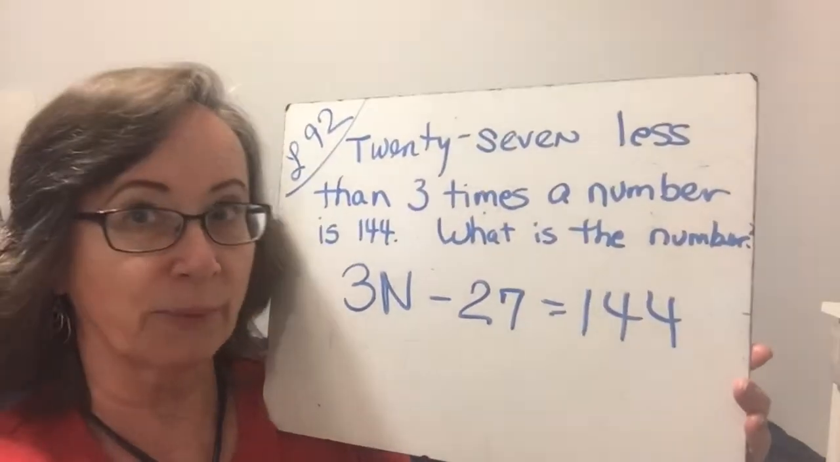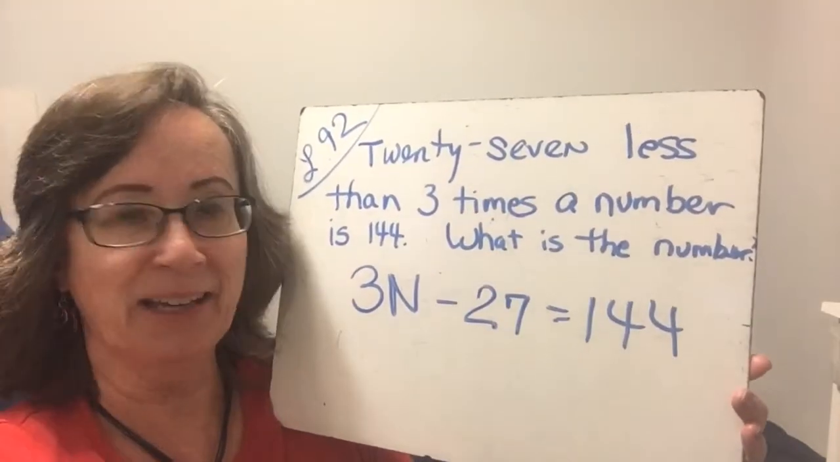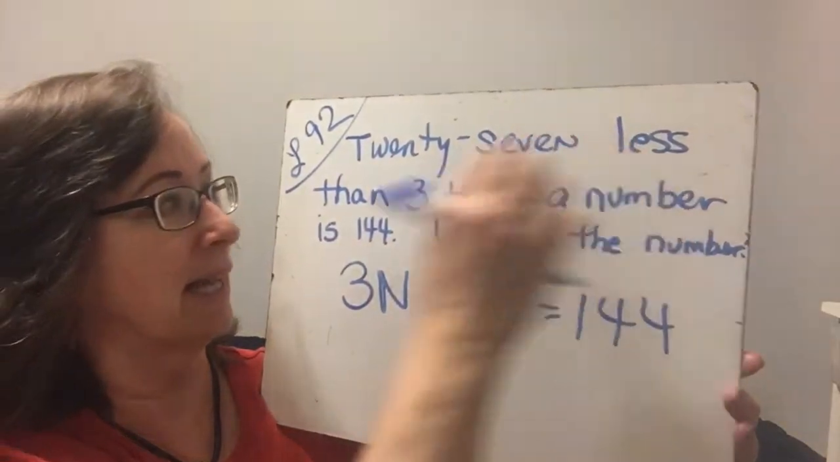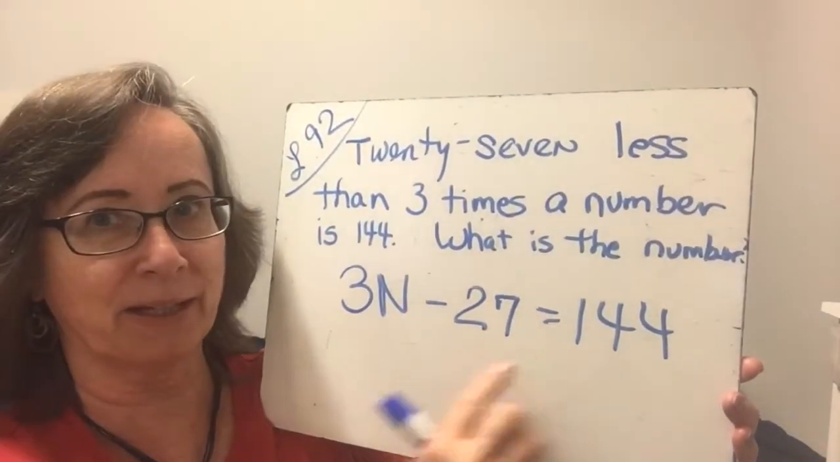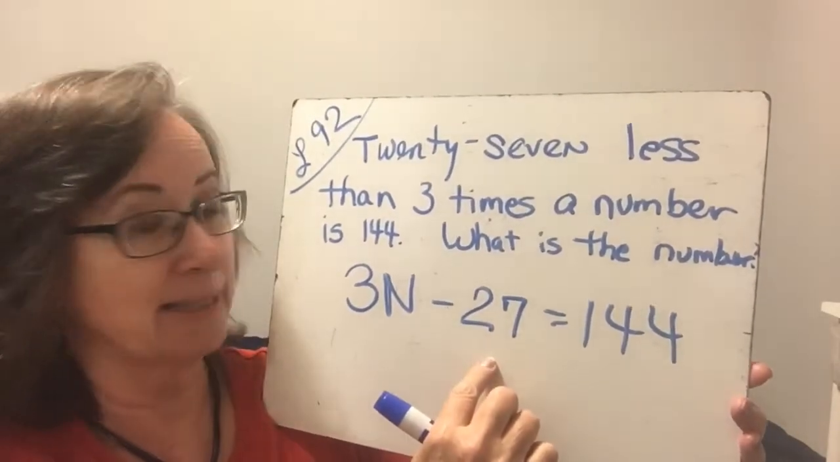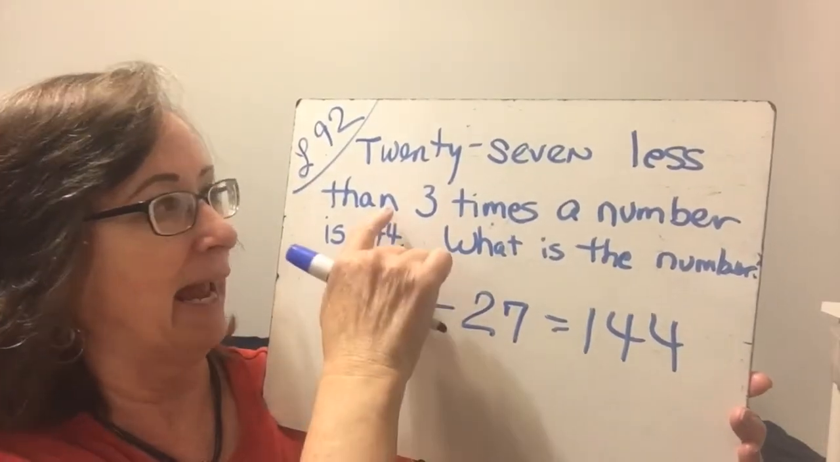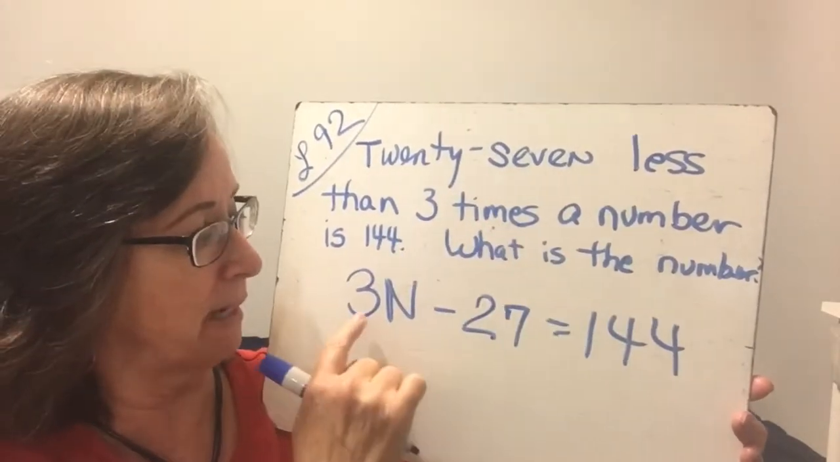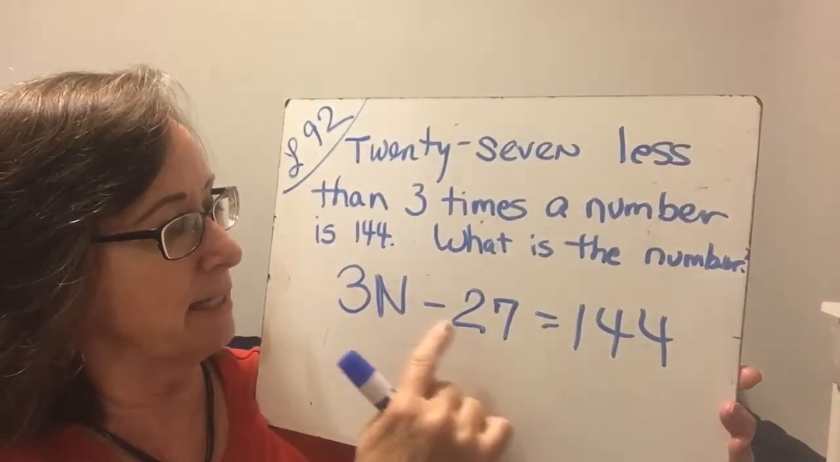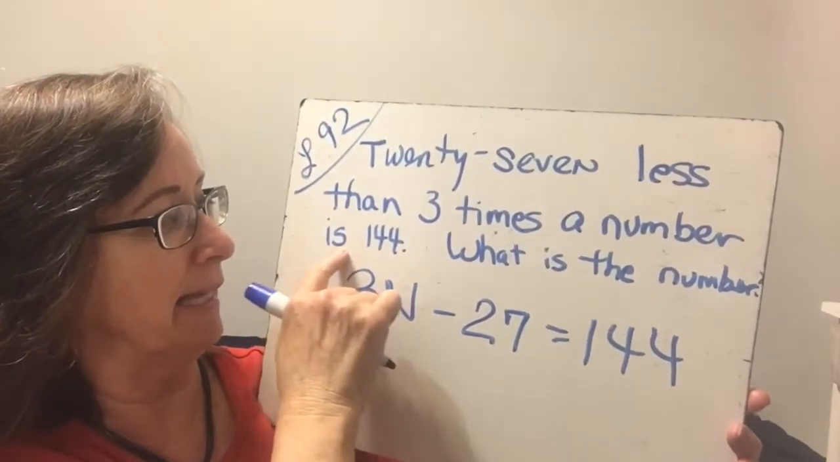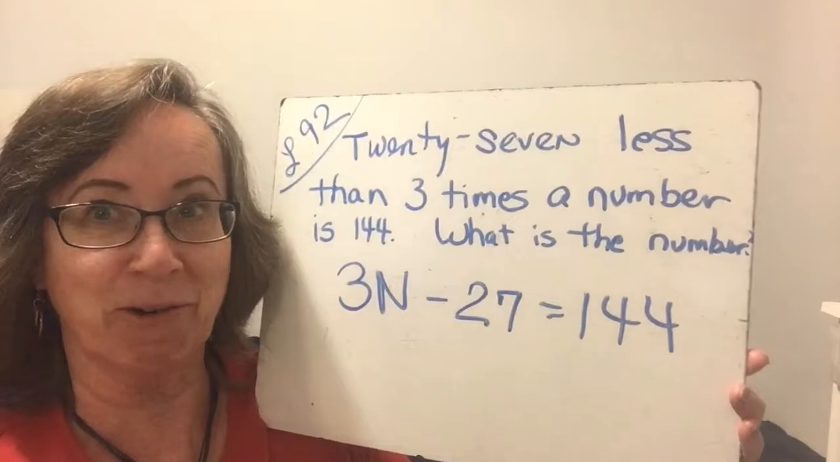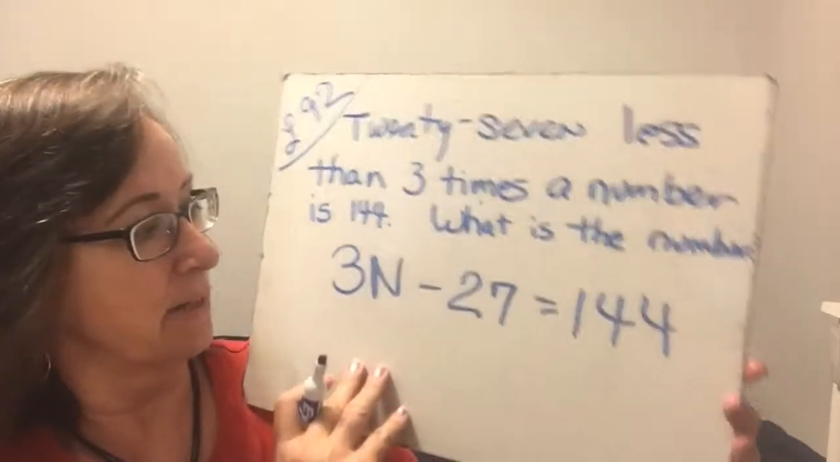144. So anytime you see less than, the 27 less than, we'll put it at the back of the equation here as a minus 27. And what is it less than? 3 times a number. So 3n minus 27 is equal to 144. Piece of cake. So now we're going to do what?